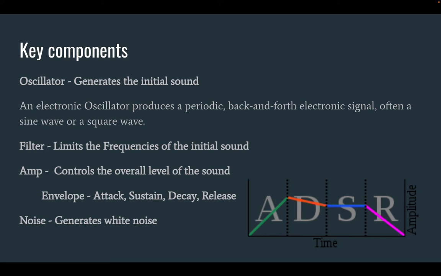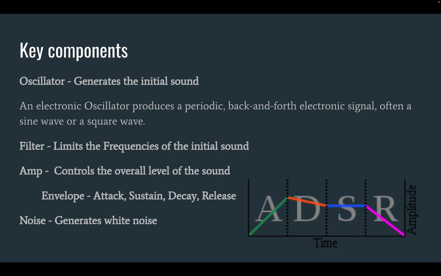A filter is going to limit the frequencies of that initial sound. The oscillator will generate a sound, and if you think back to when I demonstrated on the piano how overtones get produced with a sound, the same thing happens with an oscillator. What the filter does is filter out those frequencies. Again, this will make more sense when I demonstrate it.